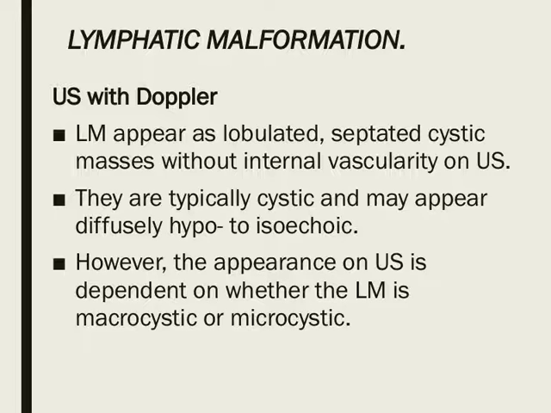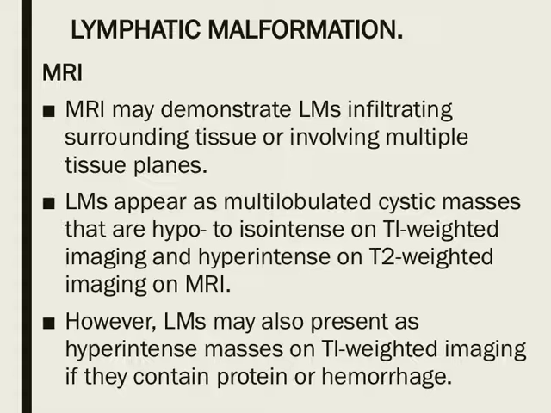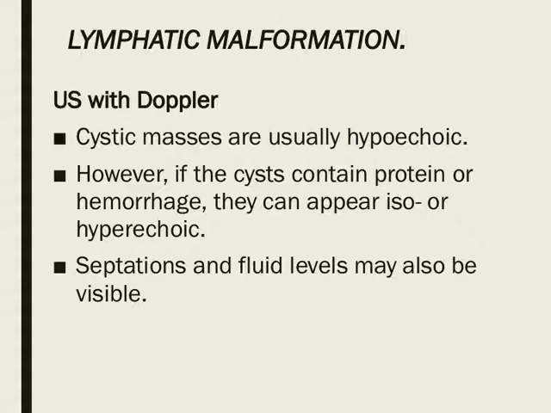Ultrasound. What do you see? You see cystic structures, multiseptated, and it could be micro or macro, as we said. Depending on the contents, you may have internal echoes in it, making it hypo to isoechoic. The appearance depends on whether it's macro or microcystic. You may see septations and fluid levels within your cystic component. You may have protein or hemorrhage within it, making it hyper or iso.